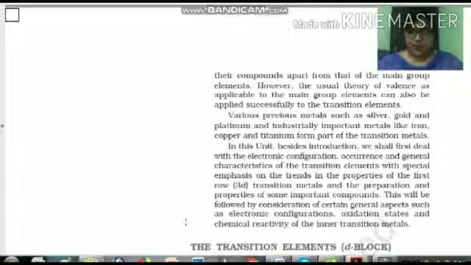Here in this chapter we will study their electronic configuration, their general characteristic properties, their oxidation state, their valency, their chemical reactivity, alloy formation, so many various properties of d-block elements. One by one we will discuss all these things.